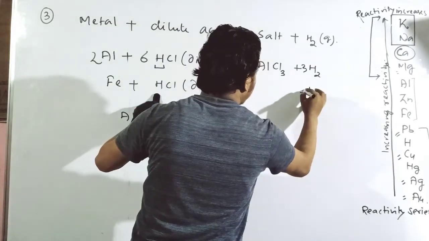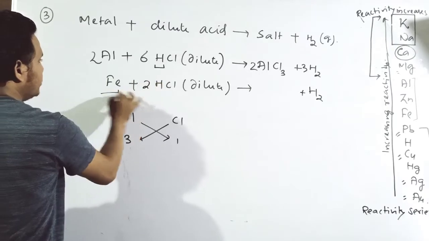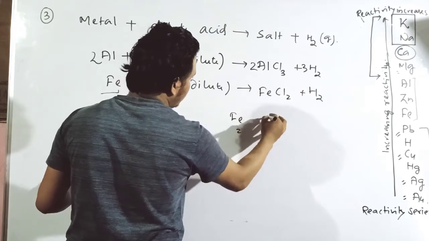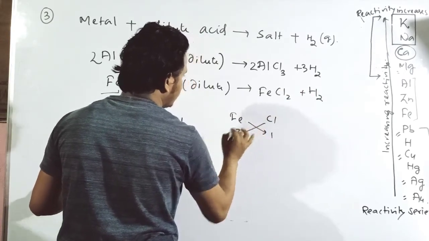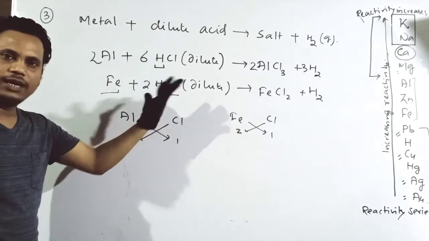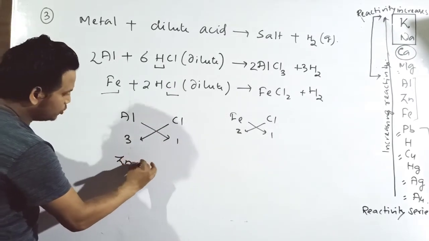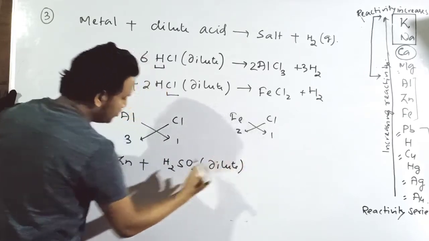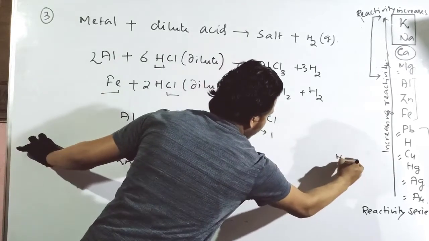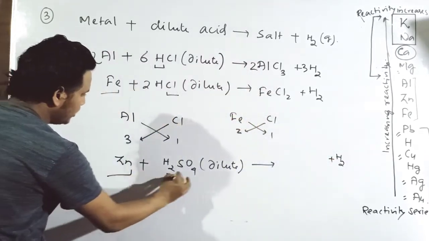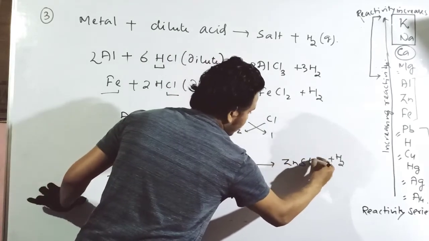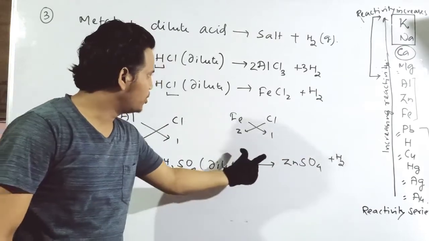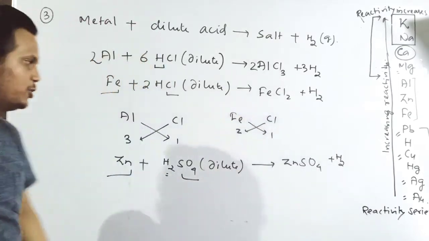In the same way, if you take metal plus dilute hydrochloric acid, salt and hydrogen gas. So H2, what is the salt? FeCl2, iron 2 chloride. Iron valency 2, chlorine valency 1, just exchange it. You can take another acid also. Suppose you have taken zinc and dilute sulfuric acid. What will be the product? Hydrogen gas is formed along with ZnSO4, zinc sulfate. So if a metal reacts with acid, the product will be salt and hydrogen gas.